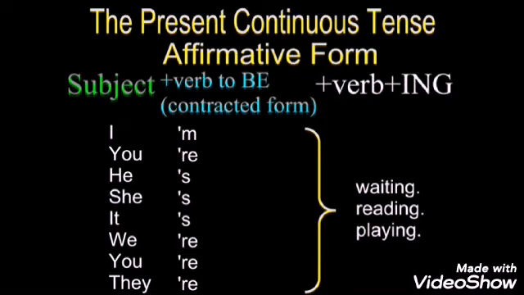So what about the contracted form of verb to be with the present continuous? I can say I'm waiting, you're reading, he's playing, so apostrophe m, apostrophe re, apostrophe s. So this is the contracted form of verb to be with the present continuous.